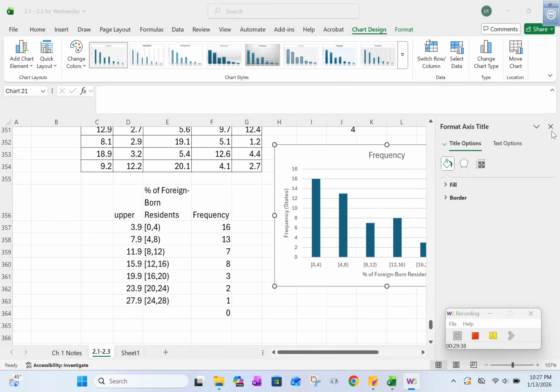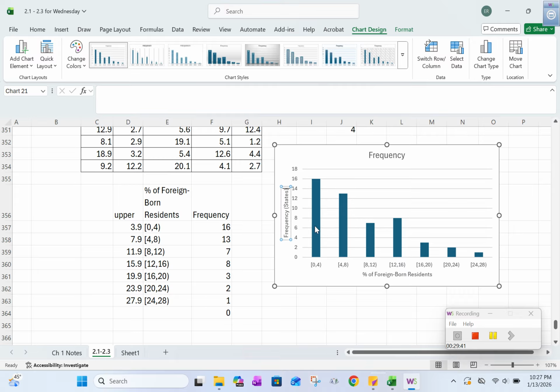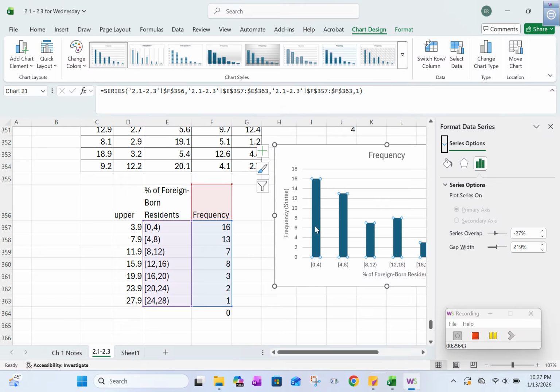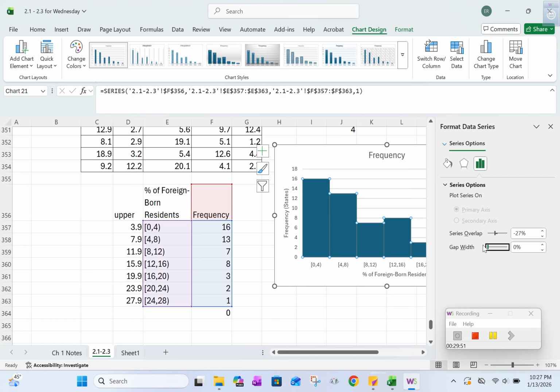Okay. Next thing we're going to do is get rid of the gap. So if you double-click on this, you can go over to the right. This will automatically pop up, where you just have to change this gap width to 0.